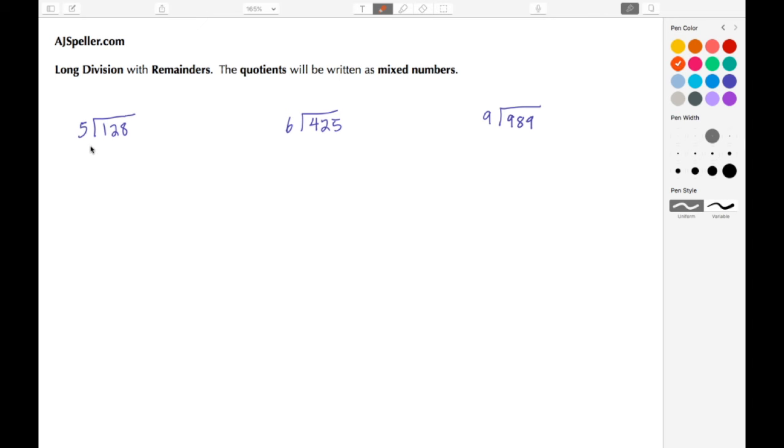We're going to start here with 128 divided by 5. Just talk about a bit of vocabulary. We know that the number on the outside is our divisor. The number here on the inside is our dividend. And as I said earlier, our answer here is going to be the quotient.